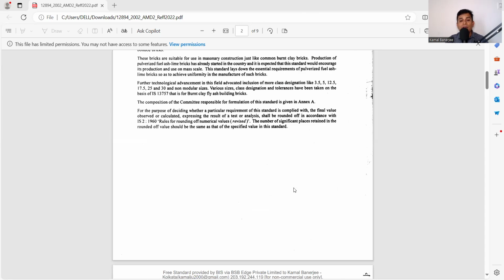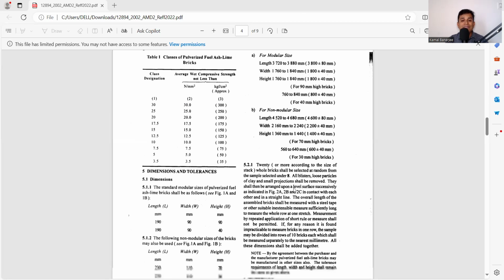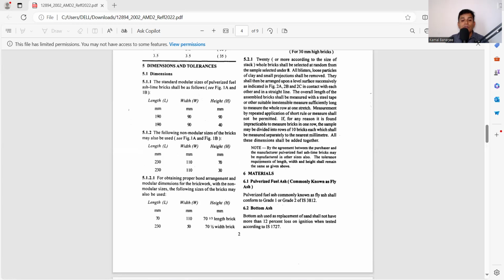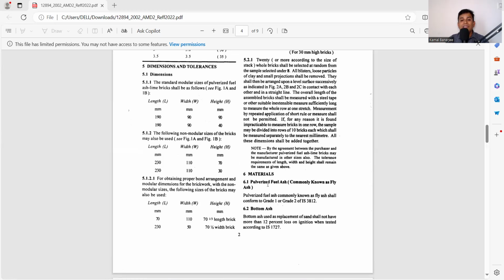Let's start with the raw material required for the fly ash bricks. Here in clause 6, it is mentioned what the raw material is. Then 6.1 says pulverized fuel ash, commonly known as fly ash, shall conform to grade 1 or grade 2 as per IS 3812. So grade 1 and grade 2 fly ash can be used for the production of fly ash bricks.